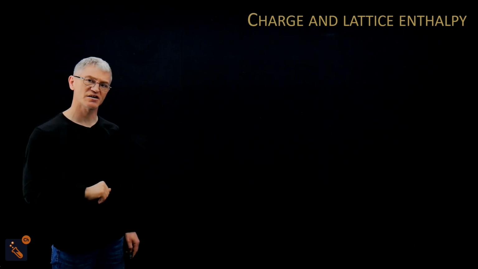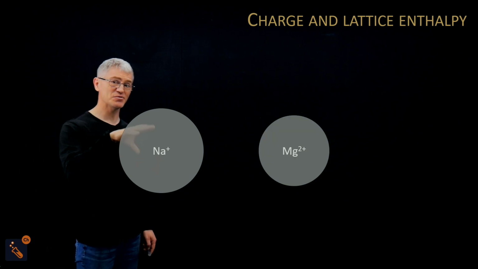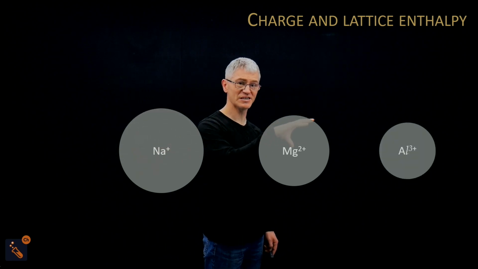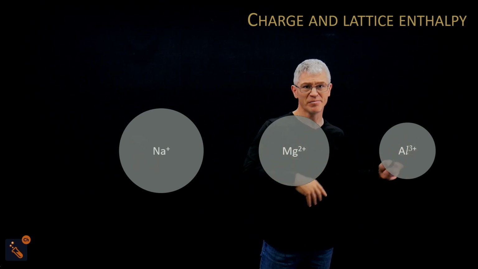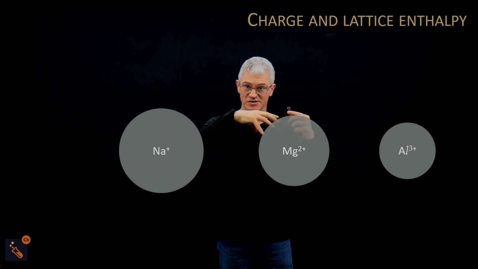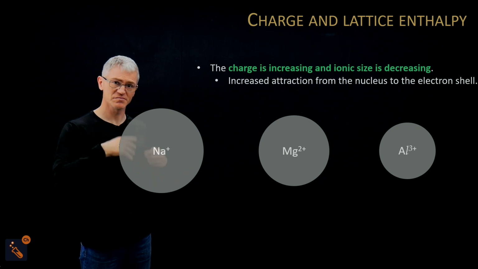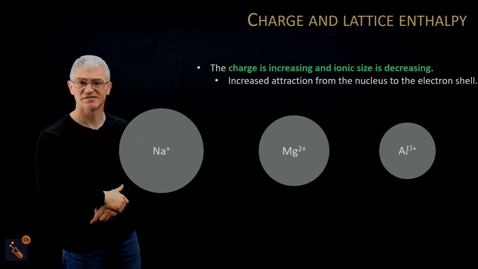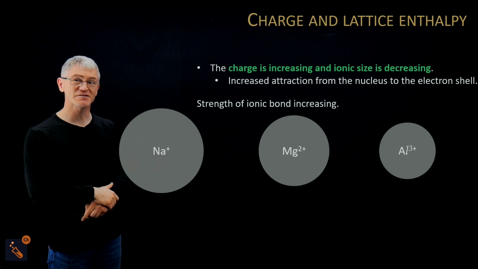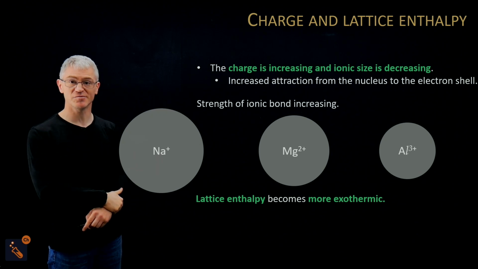So, charge and lattice enthalpy, how does that affect the lattice enthalpy? Well, it's the same thing as the previous. If you increase the charge, you're usually going to decrease the ionic size. So we've decreased the ionic size because the charge is going up, but also the charge is higher, so therefore higher attraction to the ions. So the charge is increasing and the ionic size is decreasing, which means you get increased attraction from the nucleus to the electron shell, because that comes in, okay, and the ionic size is decreasing. Right, and that means the strength of the ionic bond is increasing. And that means the lattice enthalpy becomes more exothermic.